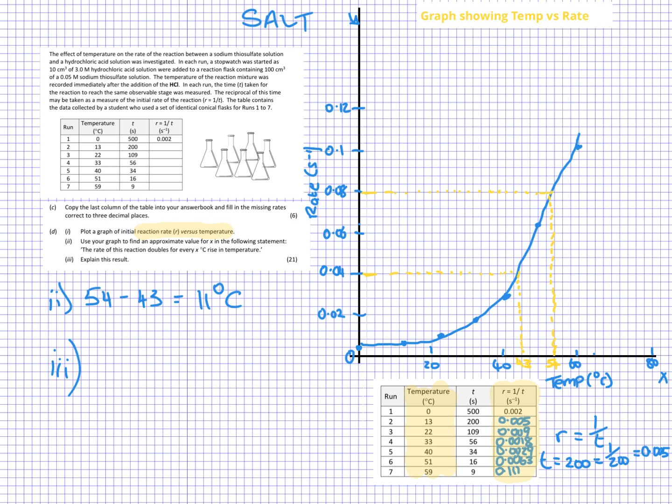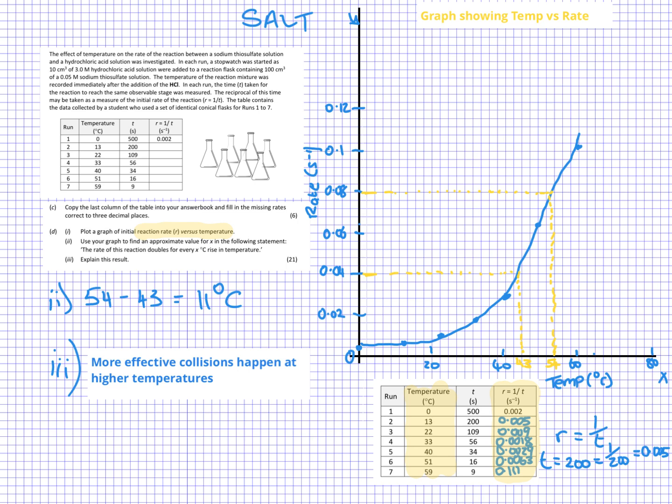So basically they're asking you, why does the rate of reaction double when the temperature increases? And that is because more effective collisions happen at higher temperatures. And that simply means that more particles are reaching their activation energy for collisions to occur.